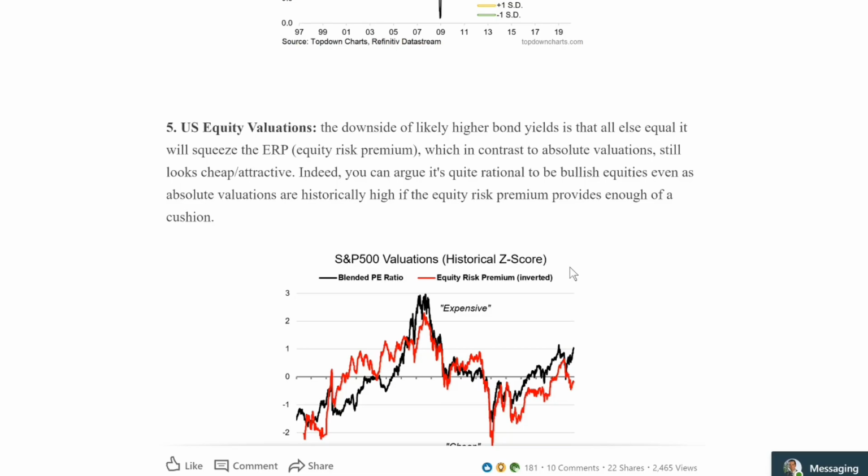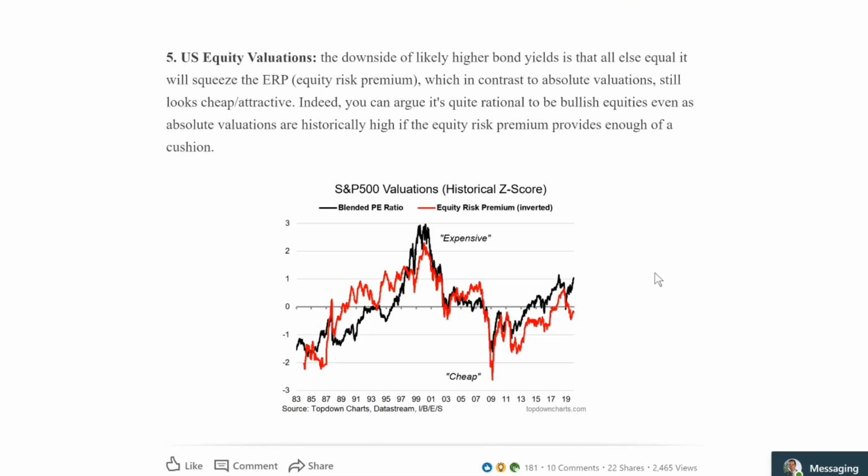Moving on, US equity valuations. So this is quite an interesting chart. One that I think is quite important for equities. One that's quite important to understand in general, but certainly one that's quite important right now.